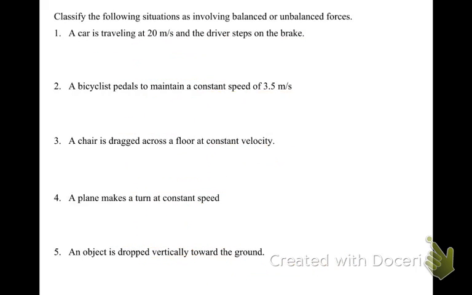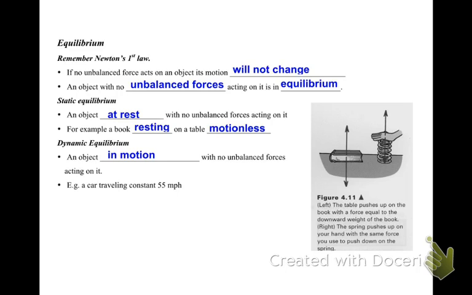So let's move on to the next part, equilibrium. So remember Newton's first law, if no unbalanced force acts on an object in motion, its motion will not change. In other words, an object with no unbalanced forces is said to be acting in its equilibrium. There are 2 types of equilibrium. We have static equilibrium and dynamic equilibrium.